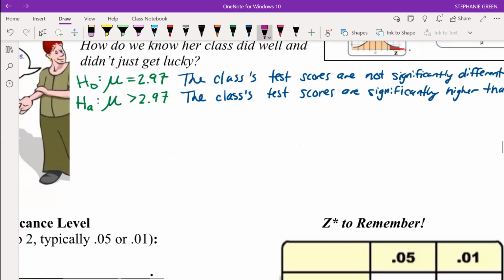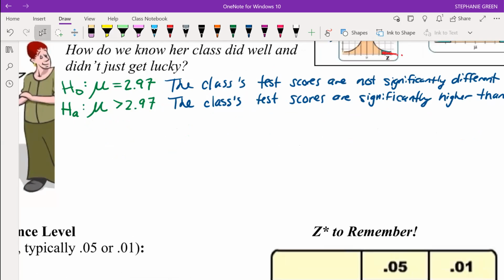Now step two, I have to state what type of test we're doing, and I already said the only type of test we're going to do for this section is a z-test. So the way I write this, I say we will perform a z-test. If I was doing a different type of test here, I would just state the name of that test. We're doing a z-test here.